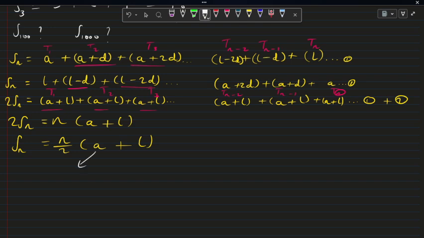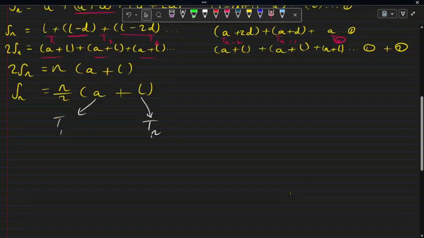So we know that A is the first term, T1, and L in this situation is the last term, and the last term is Tn. Okay, so we are able to use this particular equation.